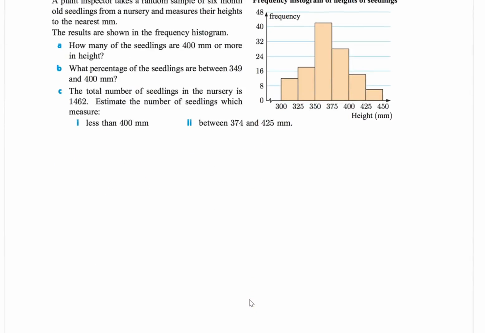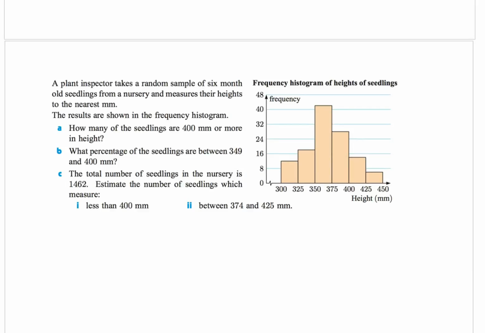Final example. So right here. In this one, if you look at it, the plant inspector takes a random sample of 6 month old seedlings from a nursery and measures their heights to the nearest millimeter. We're also shown the frequency histogram. So again, it's continuous data because it's all connected. I'm not going to do this one detail by detail, but I'll just kind of talk about it. And how many seedlings are 400 millimeters or more in height? Well, let's look at the graph here. So here's 400, right? So it's all those. I'm going to have to estimate it. It kind of looks like it's 14 plus 6. So I'll say like 20. It's about 20. That's an estimation.